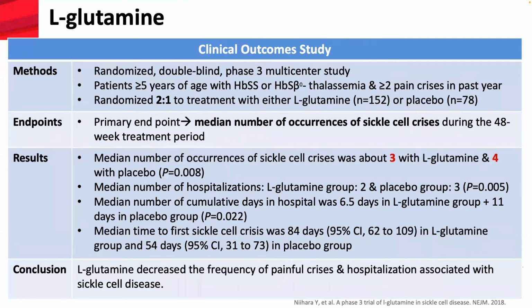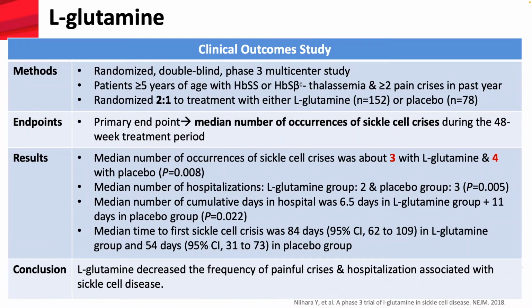The study that led to L-glutamine's approval was a randomized double-blind phase 3 multicenter study conducted in the United States from June 2010 to December 2013. Patients ranged anywhere from 5 to 58 years of age, and there were only 230 patients that were randomized 2-to-1 to either treatment with L-glutamine or placebo. These patients had to have at least 2 pain crises in the past year.